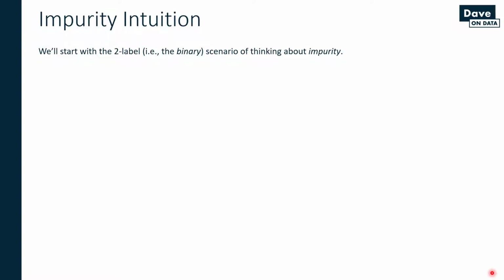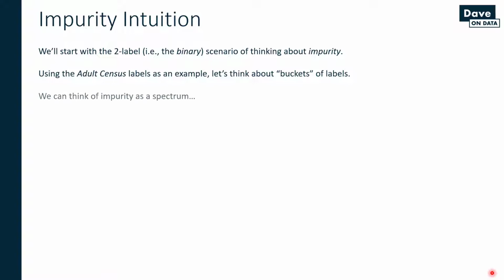As we know from a previous lesson, the objective of classification decision trees using the CART algorithm is to minimize impurity. So the easiest way to think about impurity is in a two-label or binary scenario. That's the easiest way to think about it. So we can use the adult census labels as our example. And in particular, we can think about a concept of a bucket of these labels. In addition, we also need to think of impurity as a spectrum, ranging from pure to impure and everything in between. Let's visualize what I mean by this concept of a bucket.